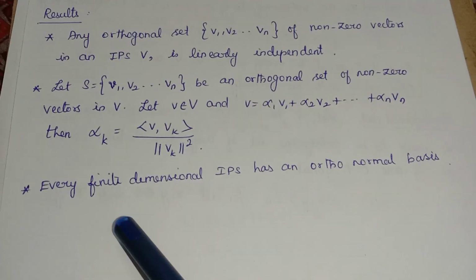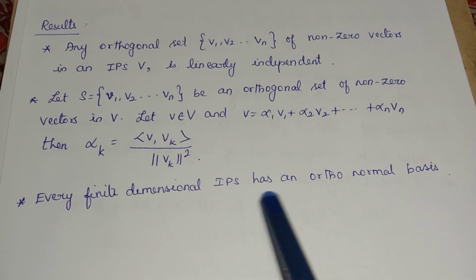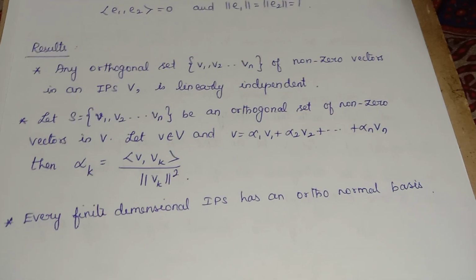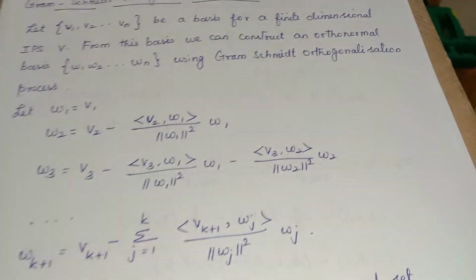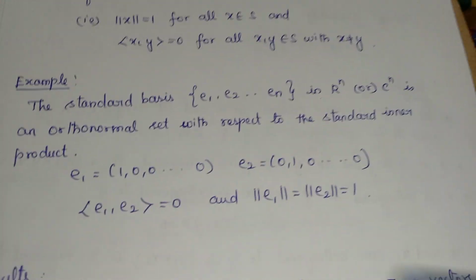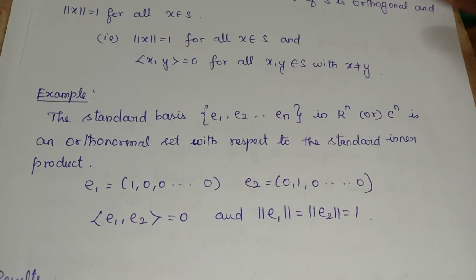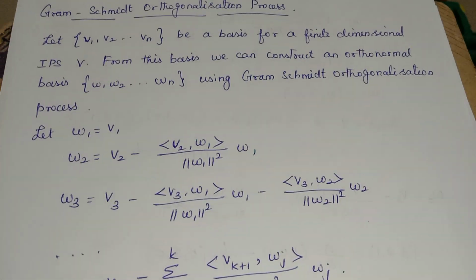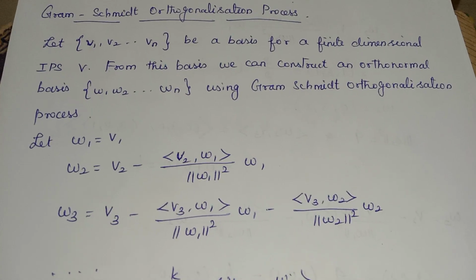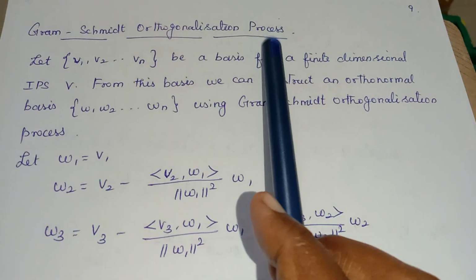Okay, next one. Every finite dimensional inner product space has an orthonormal basis. So whatever finite dimensional inner product space you take, definitely that will have some orthonormal basis. Next one, the orthonormal basis may not be readily available. We have already seen one example in Rn or Cn. This basis itself is an orthonormal basis, but this may not be easily available for all finite dimensional vector spaces or finite dimensional inner product spaces. So what can we do in that case? There comes the Gram-Schmidt orthogonalisation process.